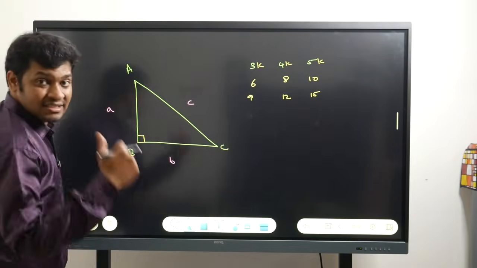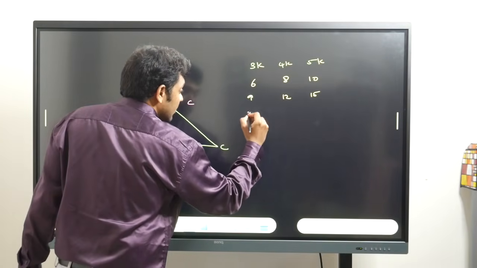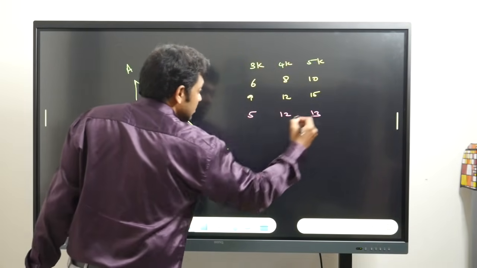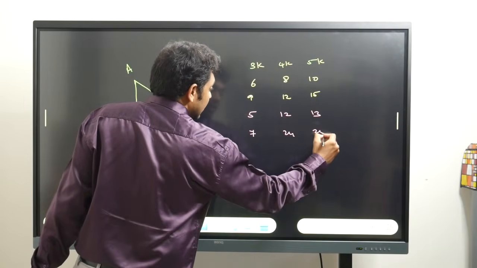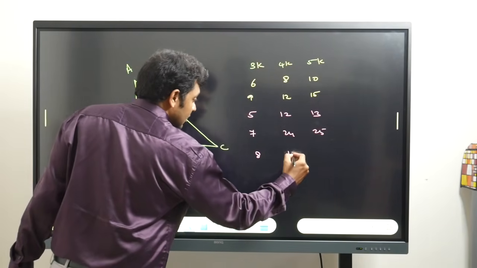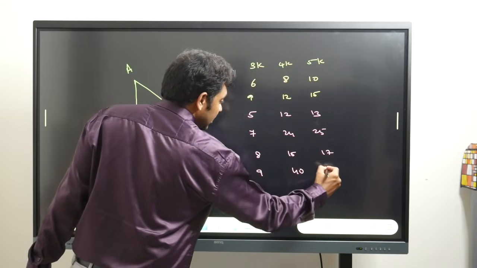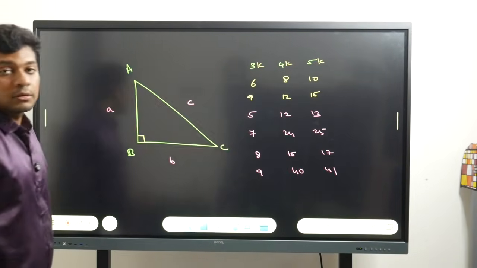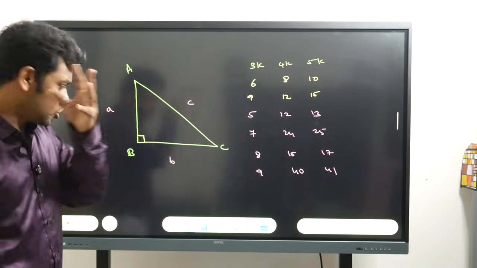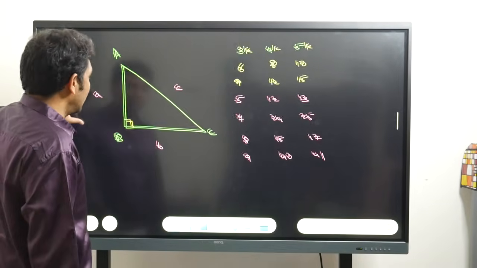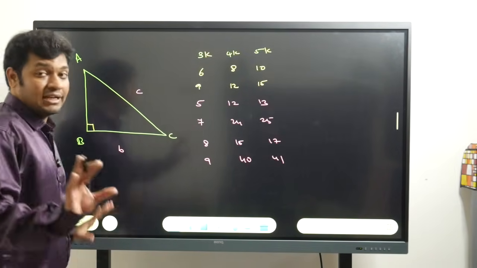Now, what is the next number? You should remember certain Pythagorean triples. One is 3, 4, 5, then 5, 12, 13, 7, 24, 25, 8, 15, 17, 9, 40, 41, and so on. How do we know these? I'll tell you a shortcut or trick to remember this. This is not for all possibilities, but certain values you can find.